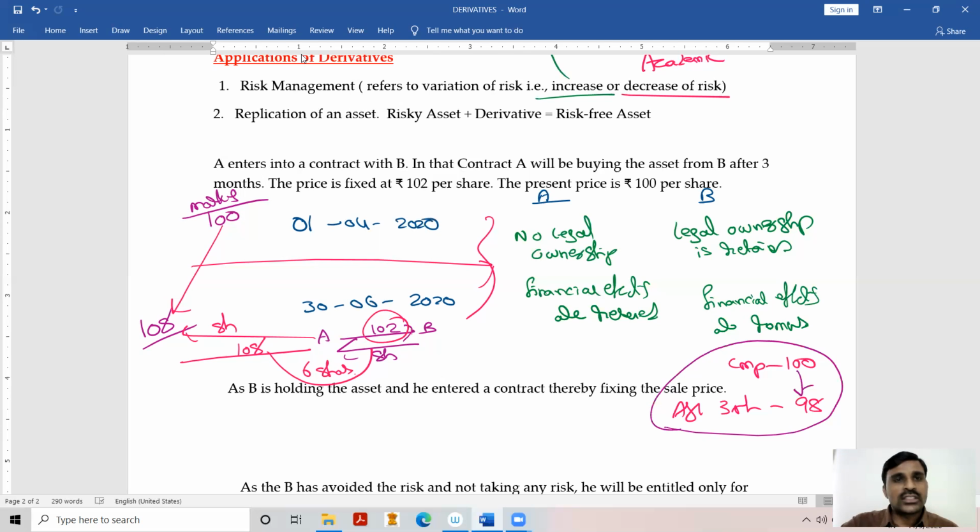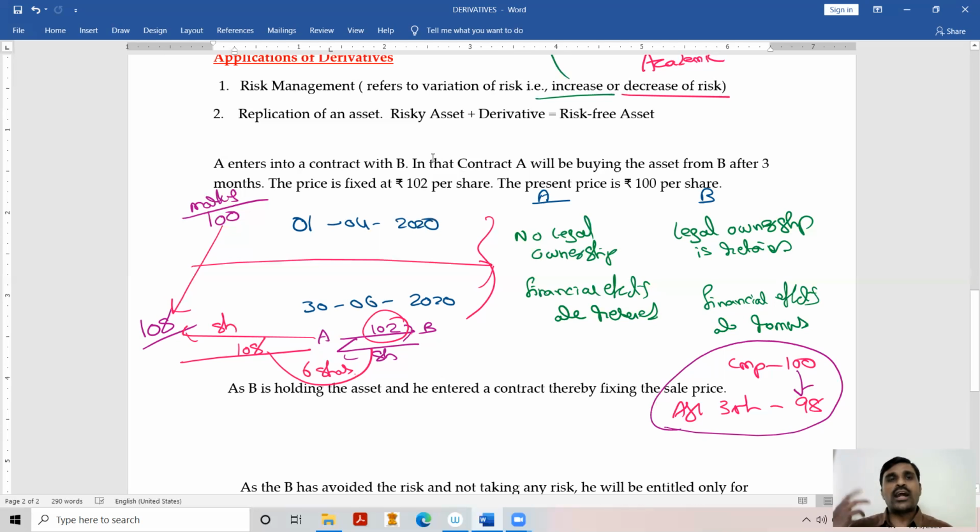So B wants to invest in a risk-free investment, but risk-free investments are not available. So he was using a risky asset coupled with a derivative, resulting in a risk-free asset. Therefore, the second purpose is called replication of asset. So risk management and replication of the asset.